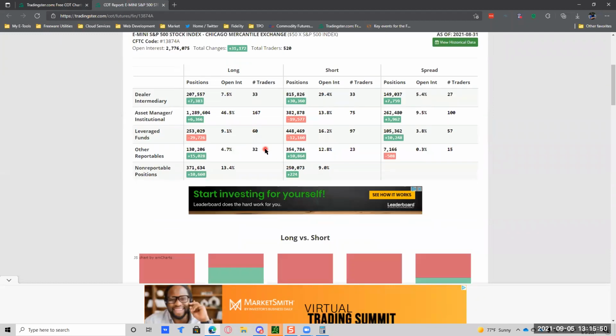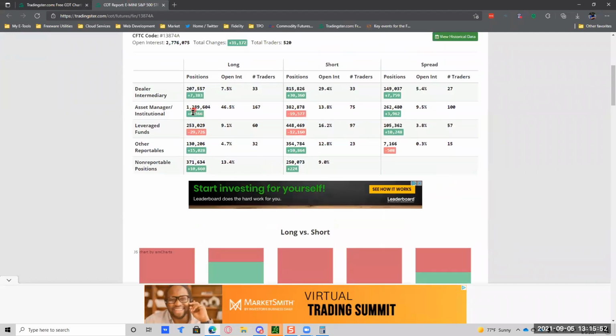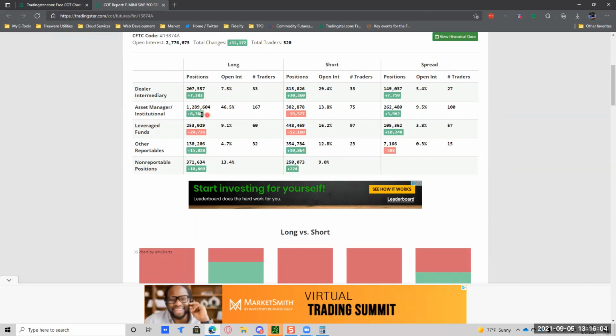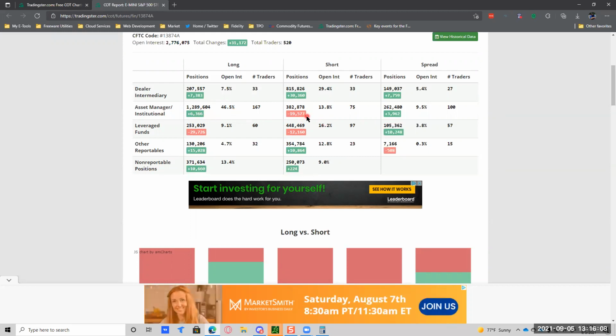So here's the mini. And again, we look at the asset managers. You can see that they've increased their long significantly. 25,000 contracts they increased on their long side. They took 19.5 off the short end and they added 6.3 to the long end. We add these two numbers together. That's how much they increased their long position. Talk about getting bullish in the market, right? These guys just put their foot down on the accelerator pedal.